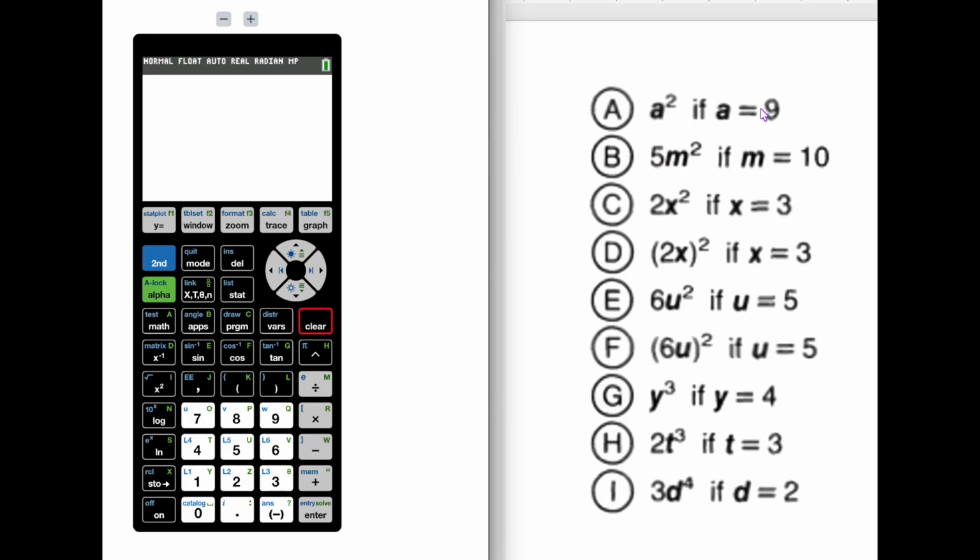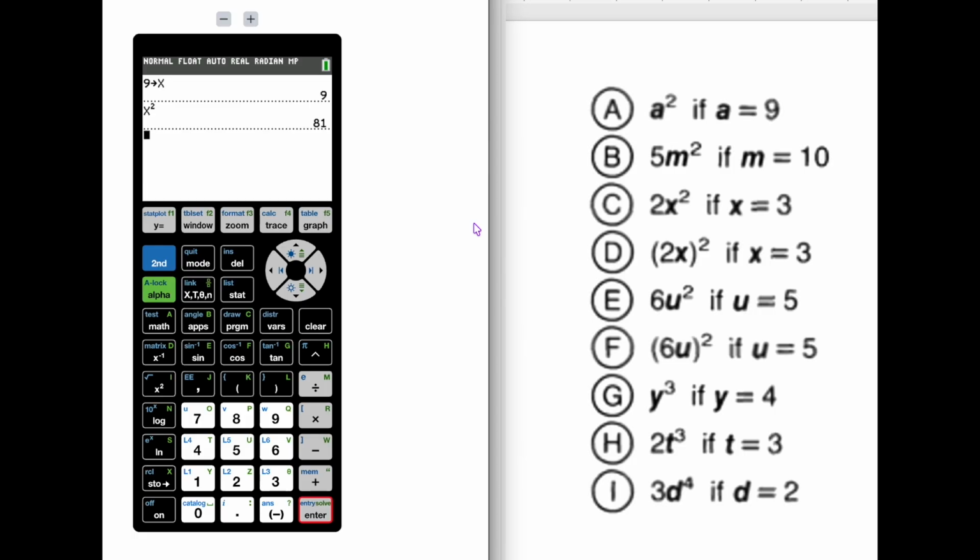So I'm going to store 9 here into x, not a. So we press 9, store, x, enter. And now just x squared. There's my x button. This is the square button. Enter, 81. Nice and easy, right? So try the next couple of these. Pause the video, and I'll be back to you in 3, 2, 1.